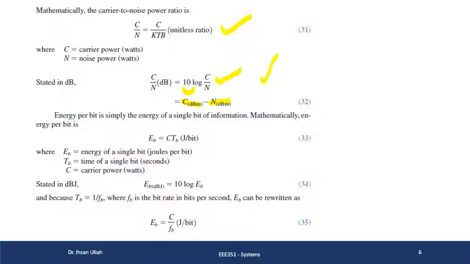Now there is another term known as energy per bit. It is the energy of a single bit of information, and it is generally denoted as Eb and is computed as Eb = CTb. The units are joules per bit.